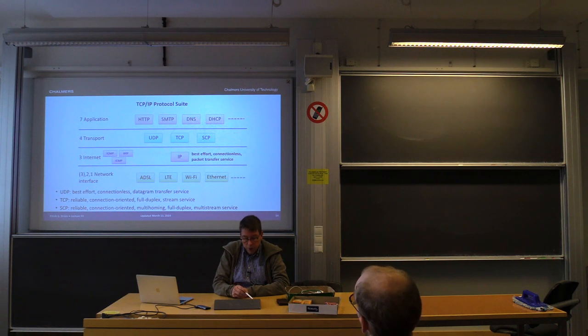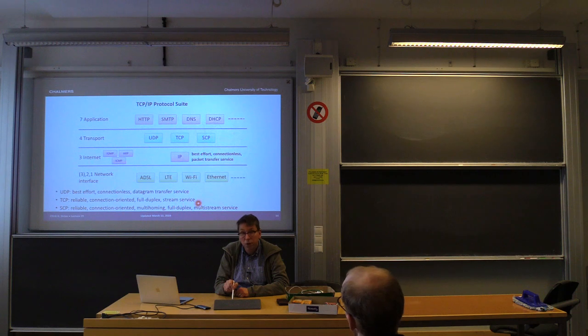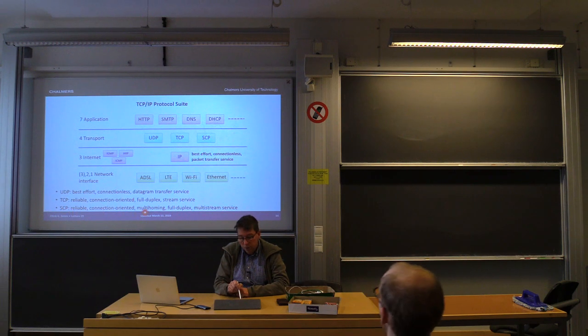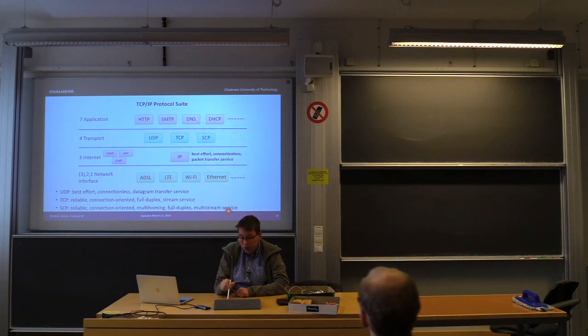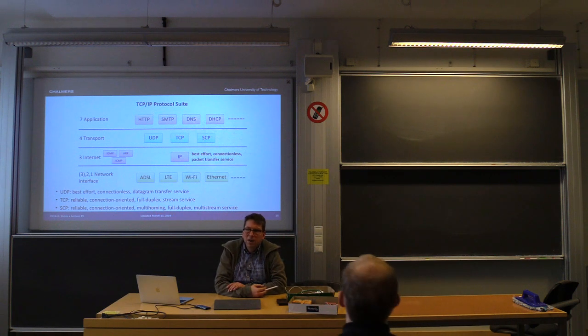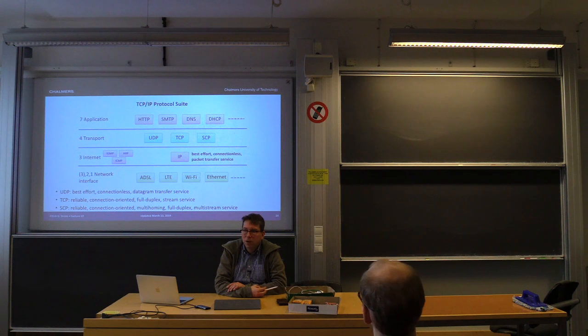So UDP: best effort, connectionless datagram transfer service. TCP: reliable, connection-oriented, full duplex stream service. SCTP: reliable, connection-oriented, multi-homing, full duplex multi-stream service. If you're unsure about what these things mean, go back and look at the slides. We don't really have time to talk about that now.